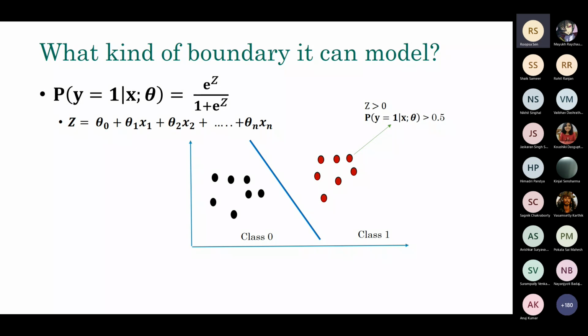It can happen when the point is on the right side of the straight line. Something like this, on this side of the straight line. Then Z becomes higher than 0. If that is the case, then the probability that that sample will belong to class 1 will be higher than 0.5.